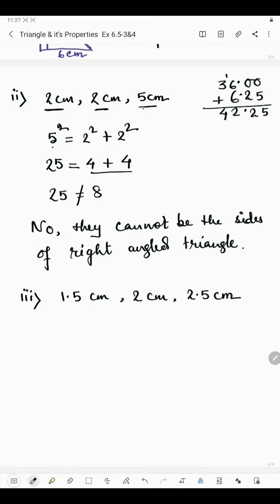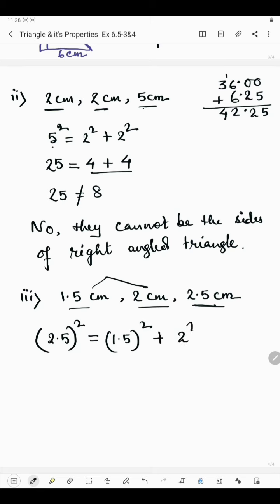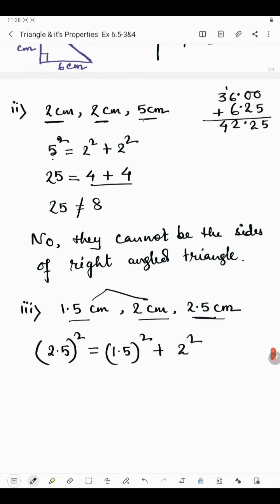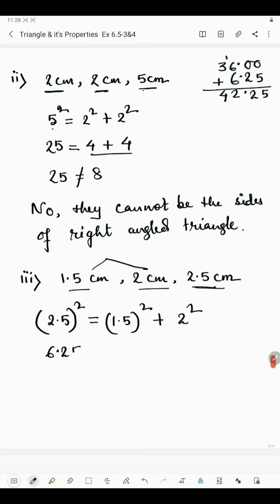Now in the third part we have 1.5 centimeter, 2 centimeter and 2.5 centimeter. So we'll take the largest one on one side, so it's 2.5. So 2.5 square will be equal to the sum of the squares of the other two sides. So this smaller side, this and this can be considered the other two sides. So it's 1.5 square plus 2 square. Now 2.5 square means 2.5 into 2.5, which we have got here 6.25, right? So here we'll write 6.25.